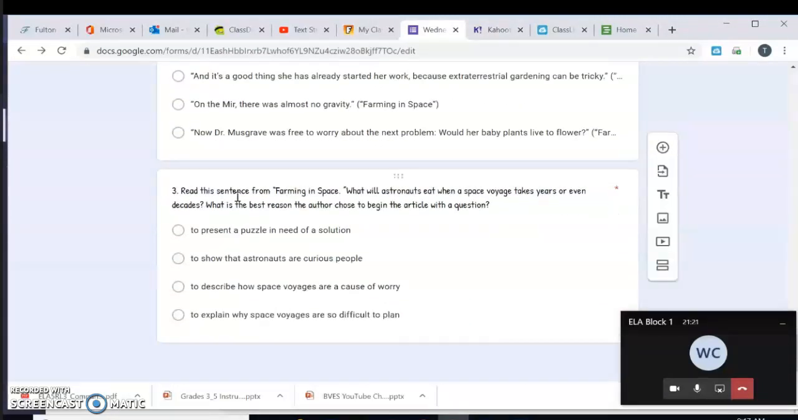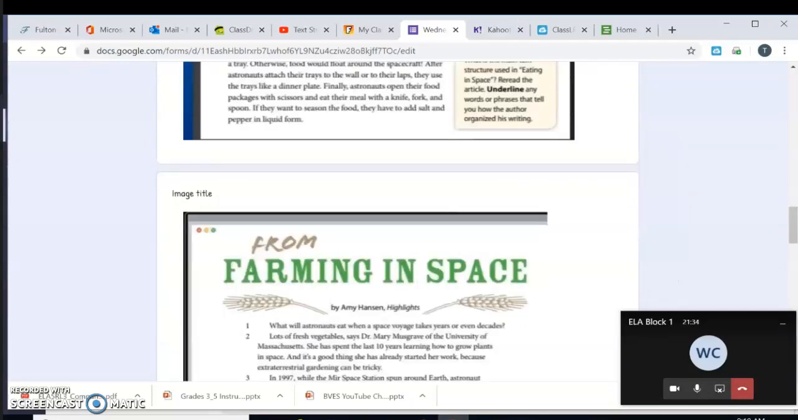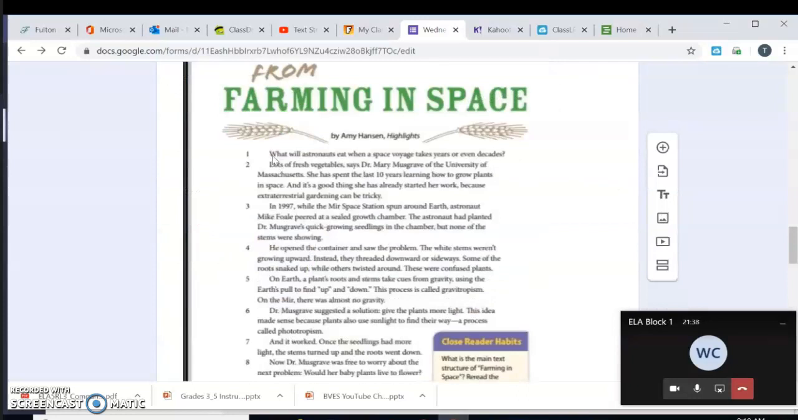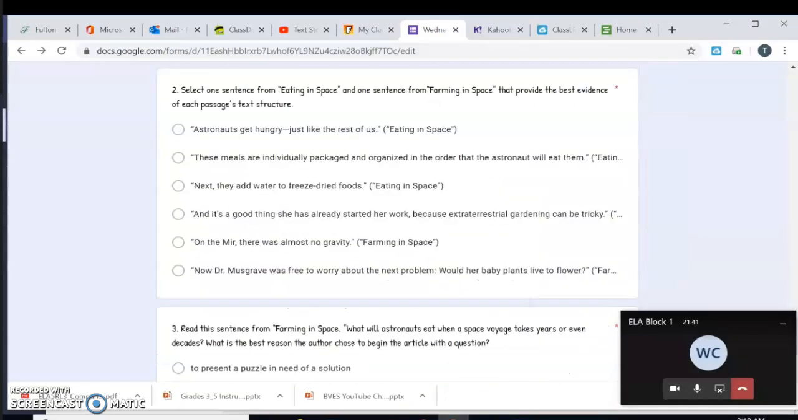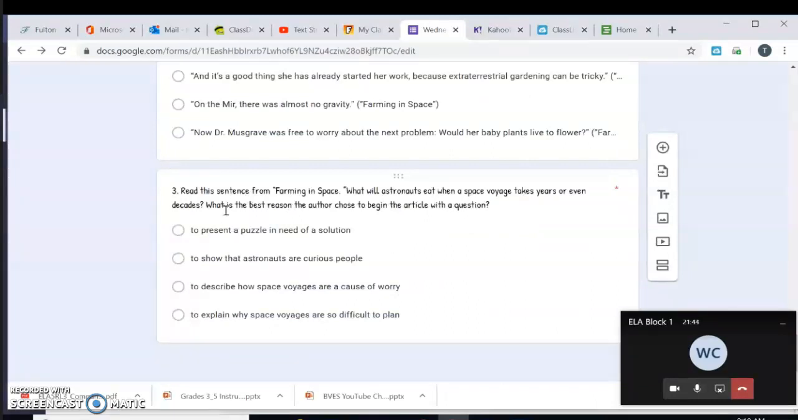For number 3, it says, read this sentence. This sentence came directly from the passage, farming in space. What will astronauts eat when a space voyage takes years or even decades? That was the very first sentence that Jocelyn read out to us earlier. What is the best reason the author chose to begin the article with a question, and not just go into some other stuff? It says to present a puzzle in need of a solution, to show that astronauts are curious people, to describe how space voyages are a cause of worry, or to explain why space voyages are so difficult to plan.